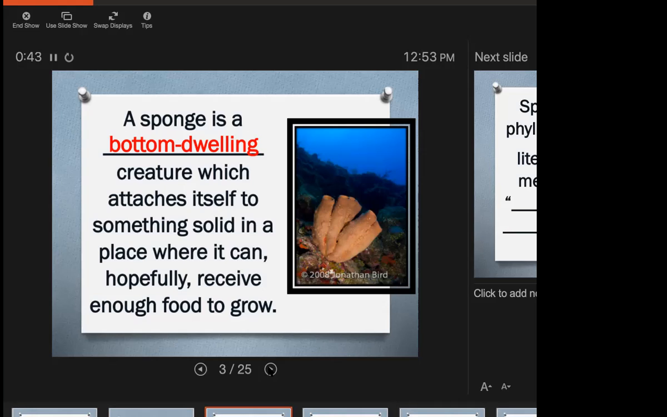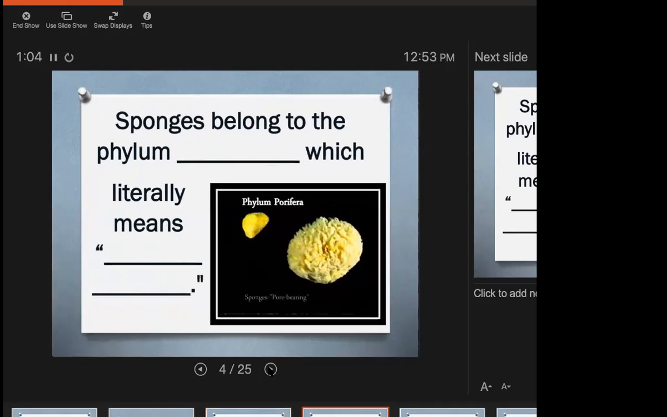Now, bottom dwelling means that they have to connect to something. You're not going to see sponges moving around in their adult phase. They don't move. They're what we call sessile. Sessile. They do not move, at least not from place to place.